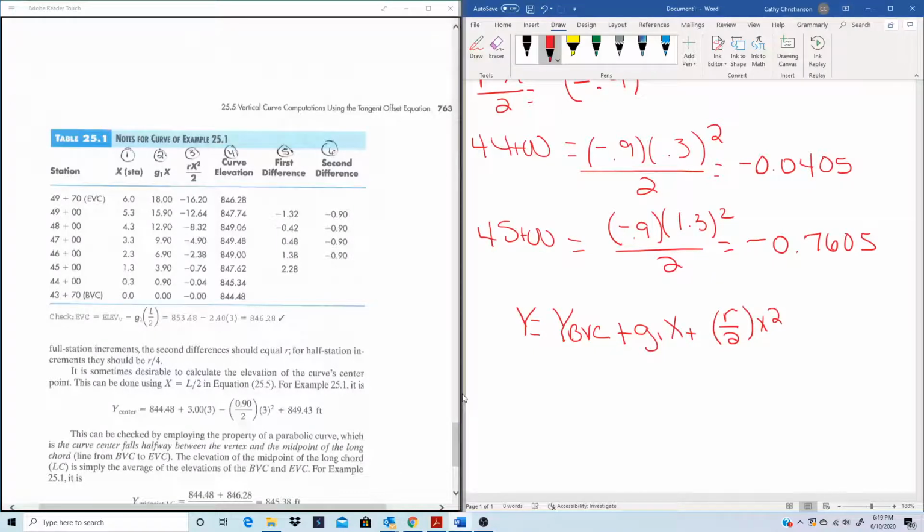Alright, so if I'm looking at 44, my beginning vertical curve is 844.48 plus g1 times x. So do not pick up this first column. The only reason we did the first column is just to get x to be able to calculate column 2. So the first column I'm going to actually add is the g1 times x column. So that'll be 0.9 and then plus a negative 0.04.